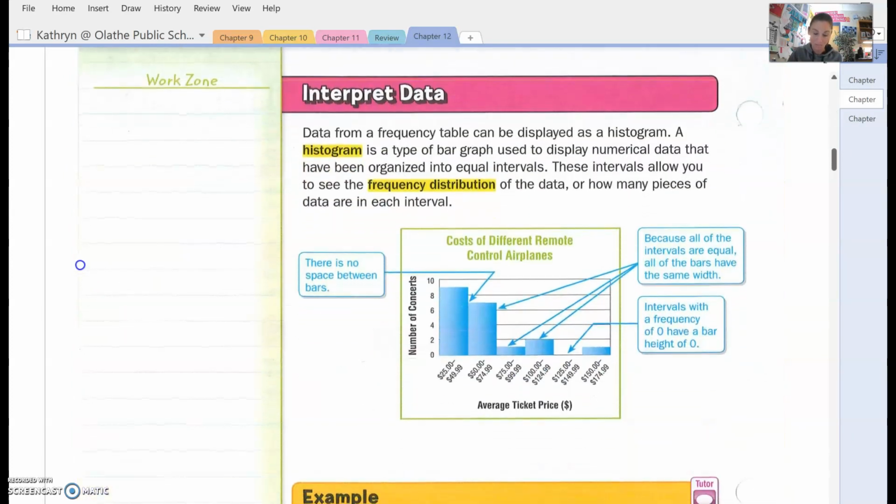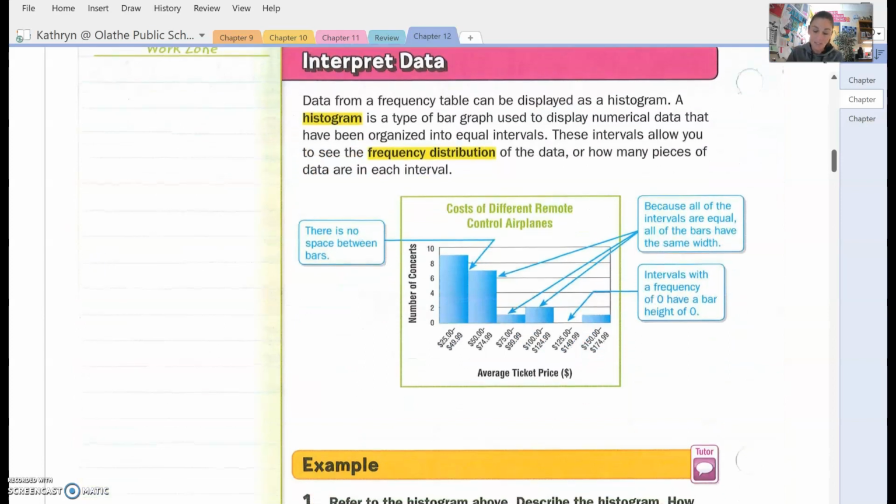All right, let's take a look at the next page. So, data from a frequency table can be displayed as a histogram. A histogram is a type of bar graph used to display numerical data that have been organized into equal intervals. So notice at the bottom right here, this is what they mean by equal intervals. So you have $25 to $49.99. The next section, you have $50 to $74.99. So you're talking about $25, $24.99 to be exact, in each interval.